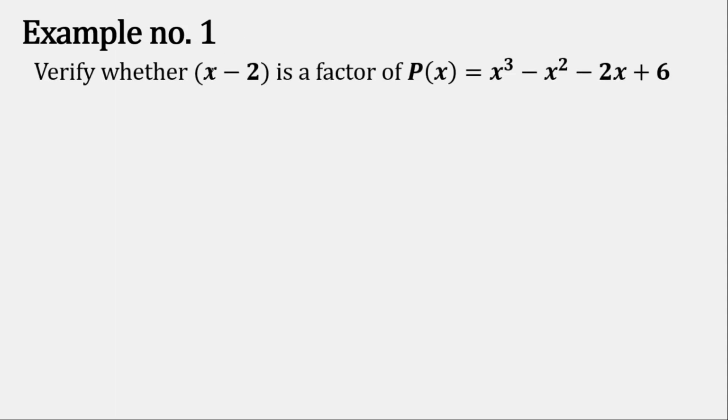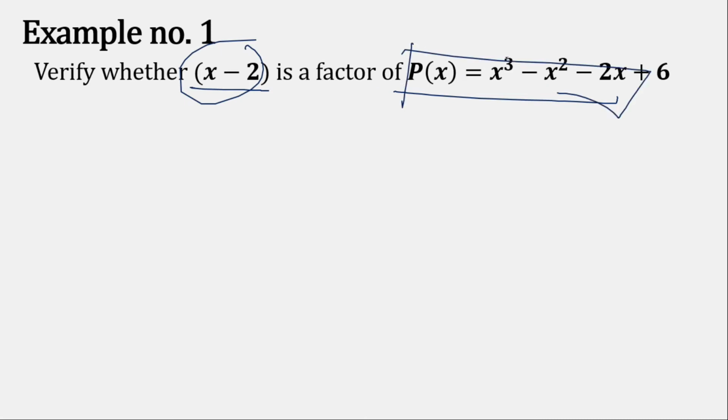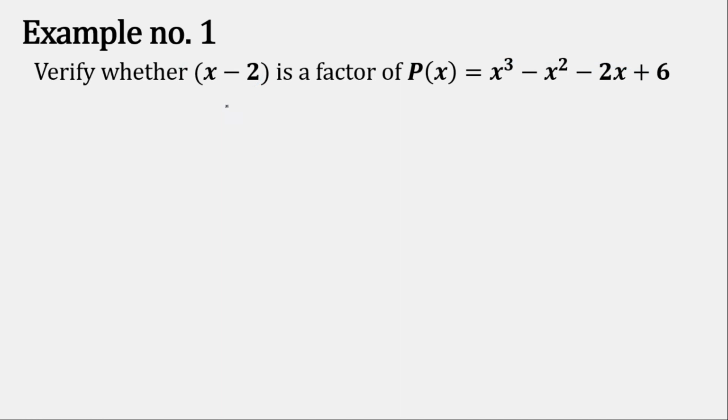Now let's verify if this is a factor of this. We need to consider this as a divisor for this polynomial. If there is no remainder, then therefore this is a factor of this. Now let's consider this as a divisor, so let's find the value of c. To find the value of c, you could just compare the divisor with x minus c and encircle the value of c. In this case, the value of c is 2.